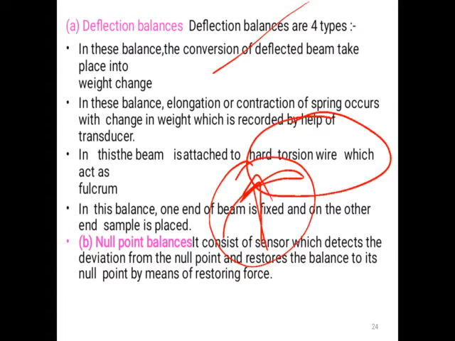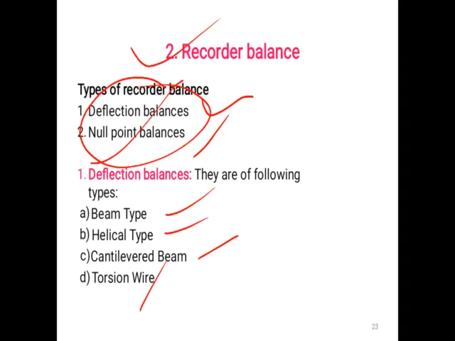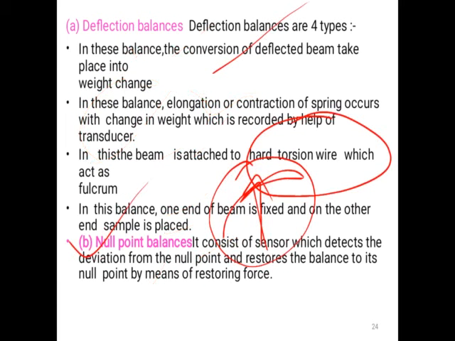The second type of balance is the null point balance. It consists of a sensor which detects the deviation from the null point and restores the balance to its original position, the null point, by means of restoring forces. So these are the two types: the deflection balance, which may be beam type, helical type, cantilever beam, or torsional wire, and the null point balance, in which a sensor detects any change in the weight from the null point, and again brings it to the null point due to the restoring forces.